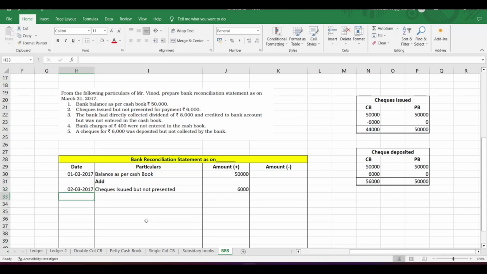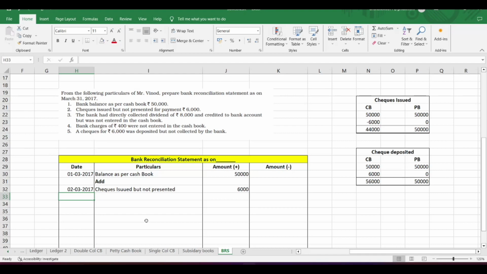The bank had directly collected a dividend of 8,000 rupees and credited it in the bank account, but it was not entered in the cash book. So when we studied the causes for the differences, we studied there was a time difference and there were errors made by both the ends. Now, this is a cause of time difference: the bank has collected the dividend, and there will be an entry found in the passbook, but the firm is not aware.